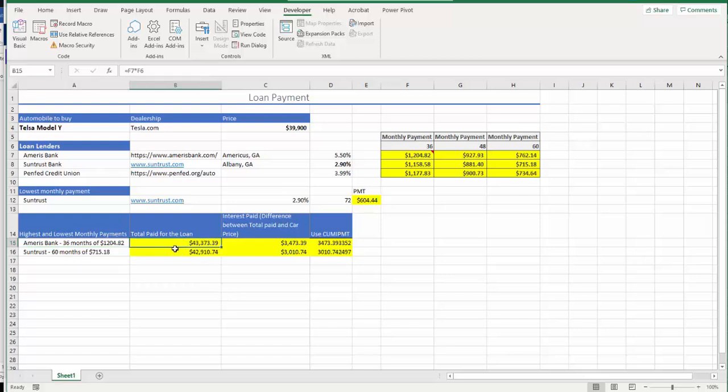Okay, so with that, next we're going to find the total amount paid for the loan. So how are we going to find it? Right there. You take the monthly payment, which is the 36 months for Ameris Bank, then multiply by 36, which is located in F6, right? So that's what we have. That'll give us the total amount paid for the loan.